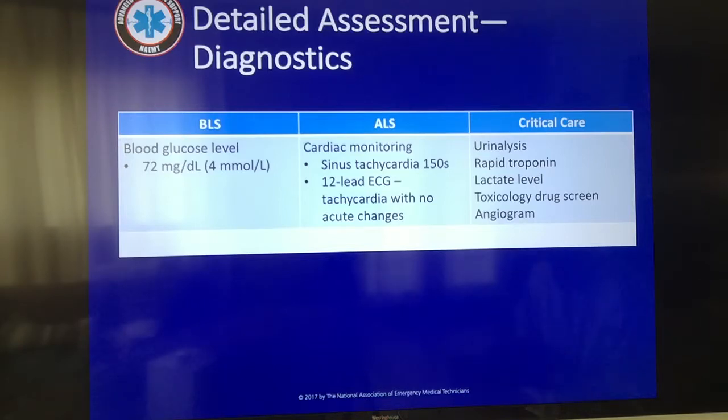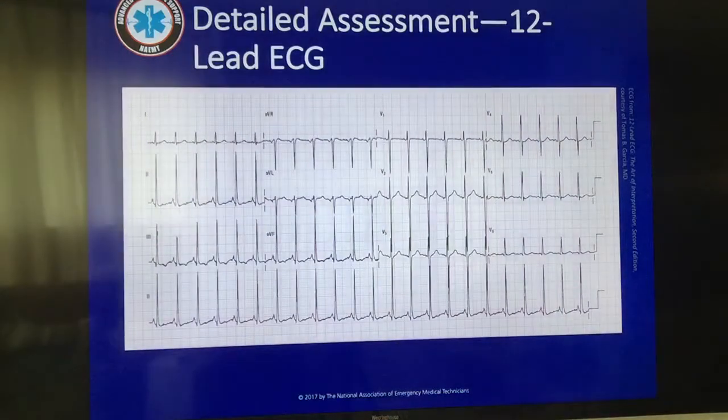These are all going to probably come back a little positive. We're going to get positive drug screen. We're going to get positive enzymes because it's going to go up and then it's going to come down, hopefully if we can control this. But everything is going to be up on this.